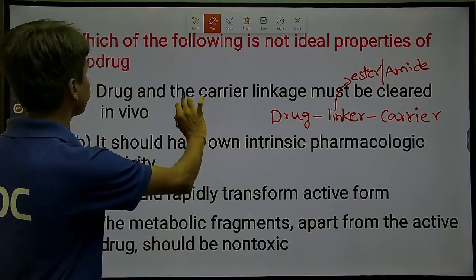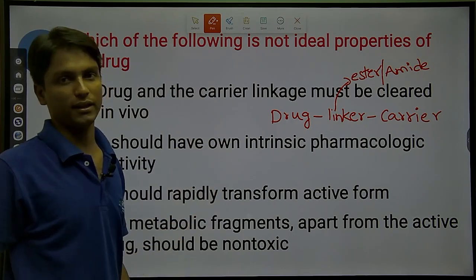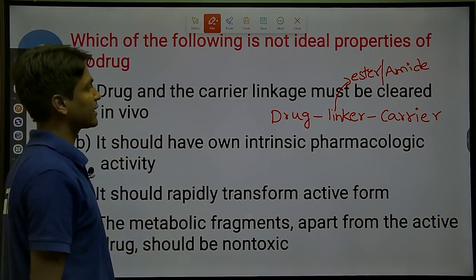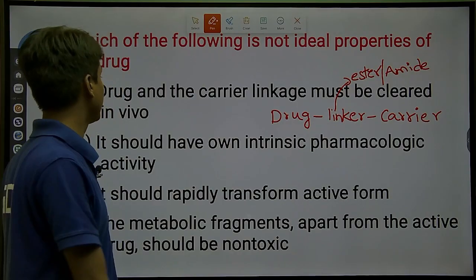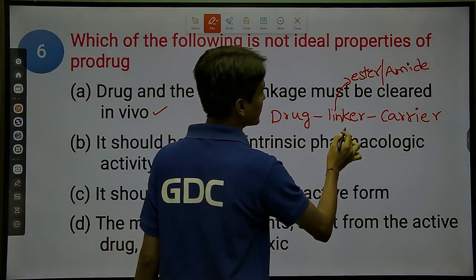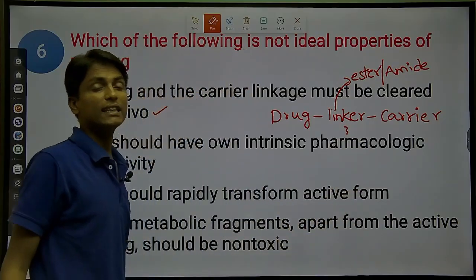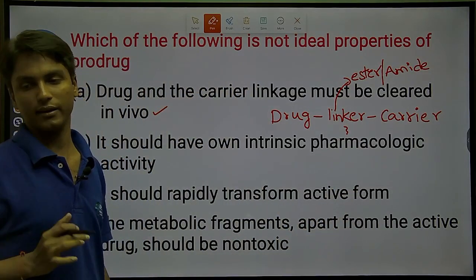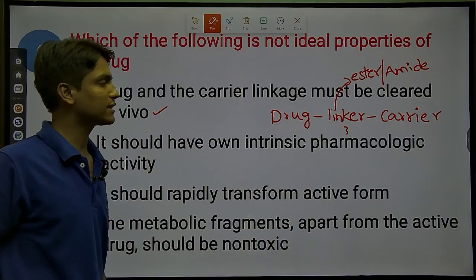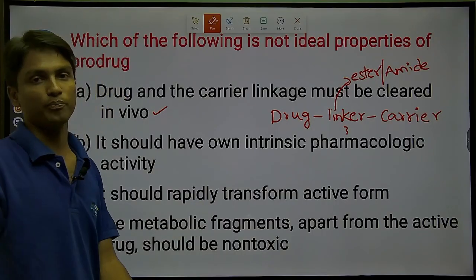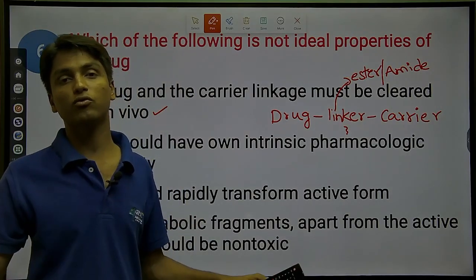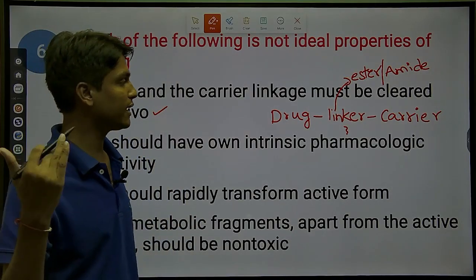So what was given, not an ideal property of a prodrug. Here the drug and the carrier linkage must be cleaved in vivo, correct? Both the drug and carrier can be degraded in vivo, within the body. Next, it should have its own intrinsic pharmacological activity? No. The drug, linker and carrier moiety do not have their own pharmacological activity.